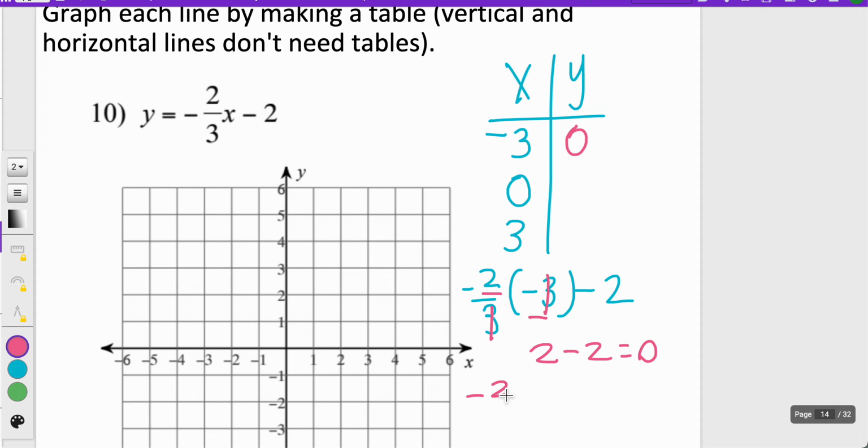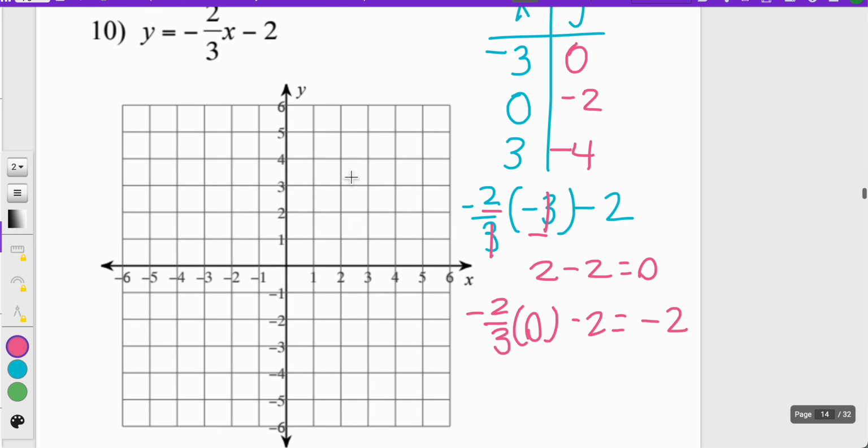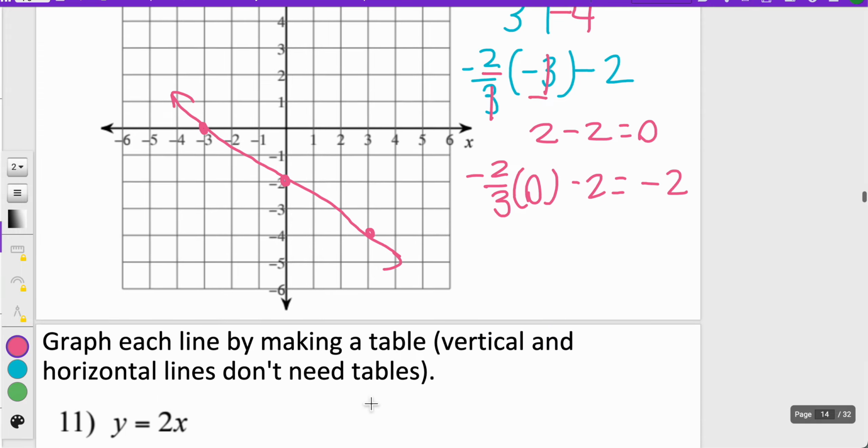Next up, plug in that 0. Negative 2/3 times 0 minus 2 is just negative 2. So you can start to see the pattern, 0, negative 2, so negative 4 would have to be your last one. So then we plot it, negative 3, 0 is here, 0, negative 2 would be down here, and then 3, negative 4 would be here. So we've got a nice straight line between those 3 points, okay?